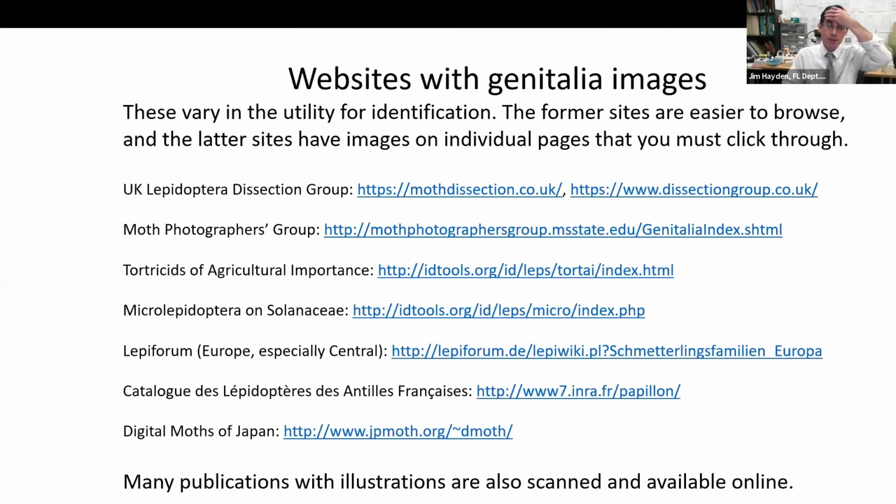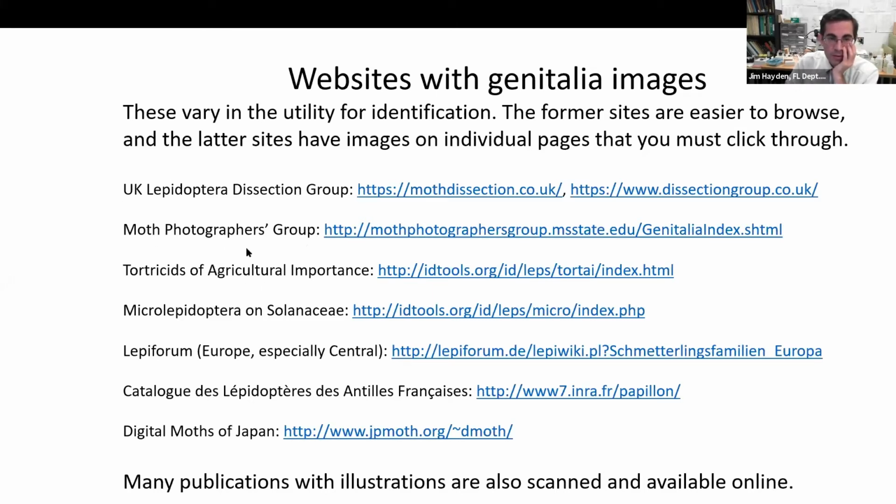Genitalia images, they're all out there. There are some interesting websites that you might want to click on, like the UK Lepidoptera Dissection Group and Moth Photographers Group. Most of these things are kind of hit or miss. I mean, it would be great if we had all genitalia online, like the UK Lepid Dissection Group. That'll probably happen in the 23rd century when the rest of the world catches up.